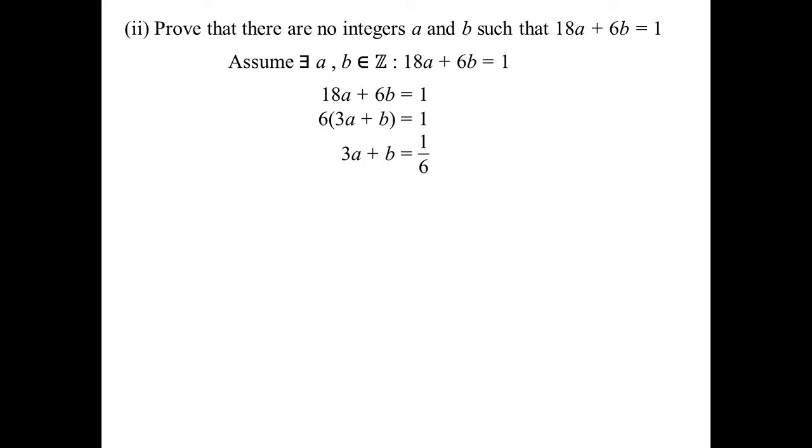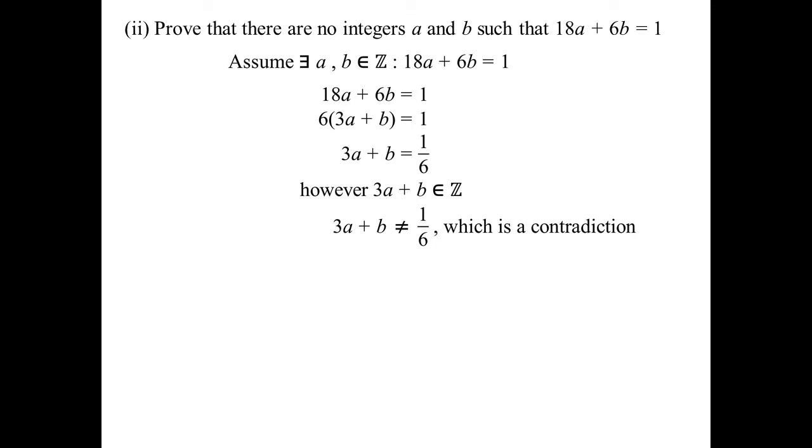That factors to be 6 outside of 3a plus b is equal to 1. So 3a plus b is equal to 1/6. Now we've got a problem there, because we defined a and b to be integers. So how do you add 3 times an integer plus an integer and get an answer of 1/6? You can't do it. So 3a plus b has to be an integer, so it can't equal 1/6.